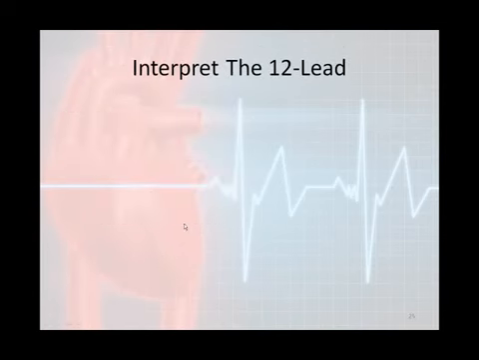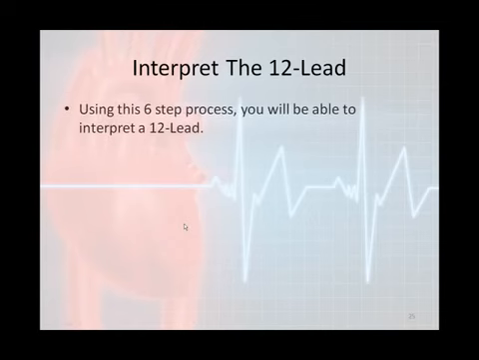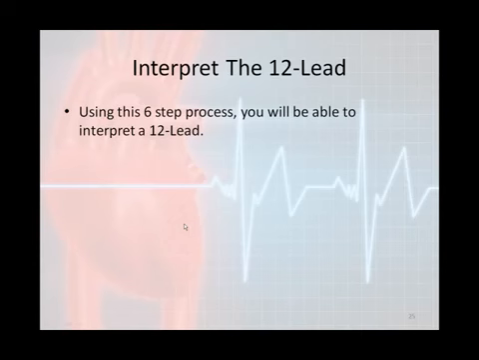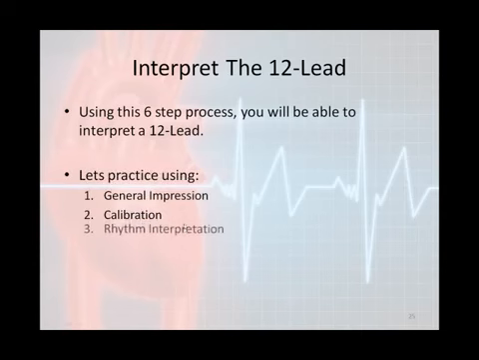Hopefully by the end of the course and after learning each one of the steps, you should be able to interpret a 12-lead EKG. Right now, I'm going to show you briefly how to practice interpreting a 12-lead. We're only going to use the first 3 steps. If you're not familiar with rhythm interpretation, that's a completely different course. But we're going to talk about general impression, calibration, and rhythm interpretation, and I will show you exactly how to interpret the first 3 steps of a 12-lead.